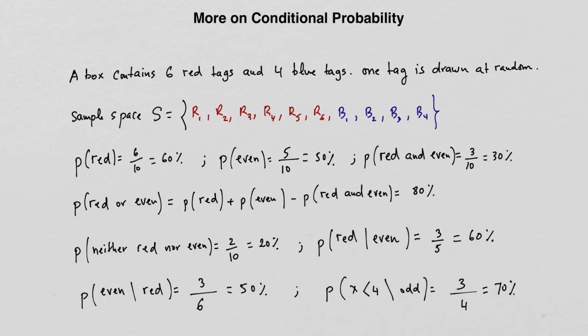Red, even, how many even? 1, 2, 3, 4, 5. I made a mistake. No, I didn't. Out of the even, how many of them are red? Well, this even is red, this even is red, this even is red, this even is not red, and this even is not red. So there are 3 of them, these 3. So it's 3 out of 5, which is 60%.